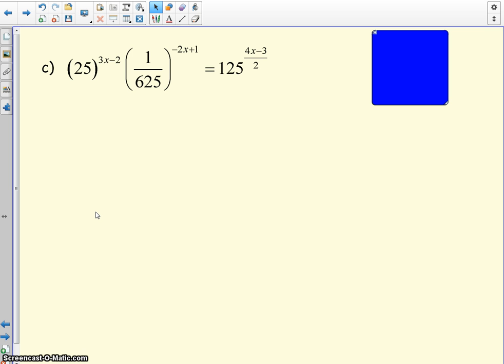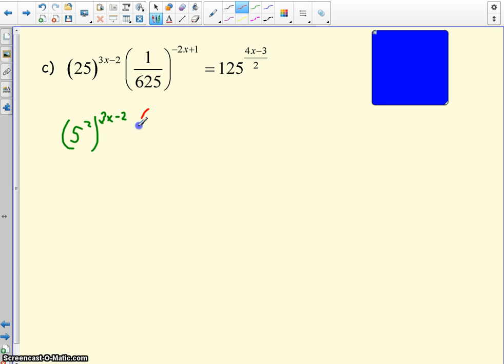That'll be more of a grade 12 problem because it involves using logarithms and stuff that you haven't seen yet. So right now we're only trying to solve things by expressing them with the same base. So if I see 25, 625, and 125, I should be able to recognize all these as being powers of 5. So I'm going to rewrite 25 as 5 squared. So I get 5 squared to the 3x minus 2.